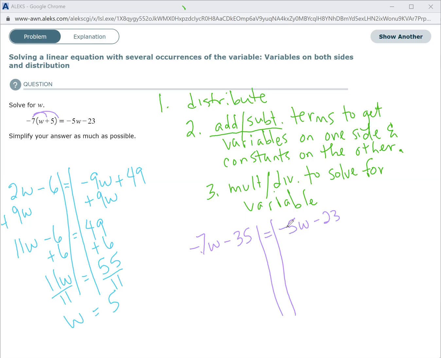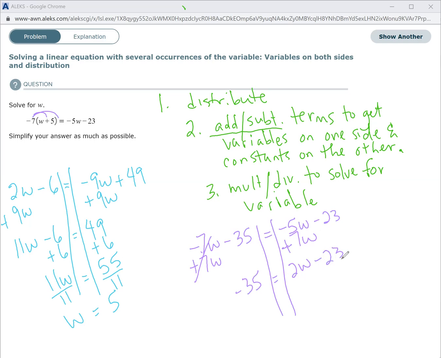-5 is bigger than -7. This is just how I do it. If you wanted to, you could add 5w to both sides and you'd have a negative number in front of the w, and that's fine. I like to find the bigger one. -5 is bigger than -7, so I'm going to add 7w. Now I have to add so that these two will go to 0. And I'm left with -35 equals 2w minus 23. So -5w plus 7w is that 2w.